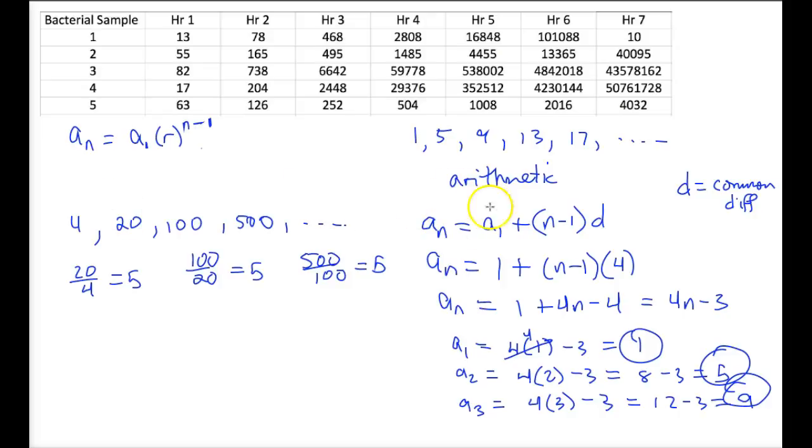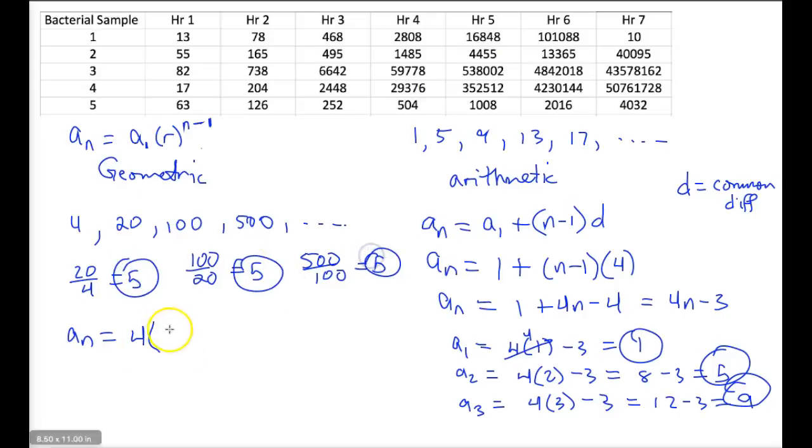Just like I did with the arithmetic one, I can also write a fancy formula for the geometric sequence, which is what this is. I'll do that right quick before we get into our actual examples. If I do a sub n, I know that a sub 1 represents the first number in the sequence. In this case, it's 4. The r is the common ratio, which is 5, as we got from all of this. We just raise that 5 to the n minus 1 power.